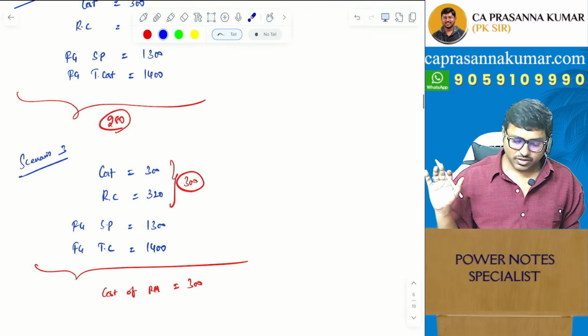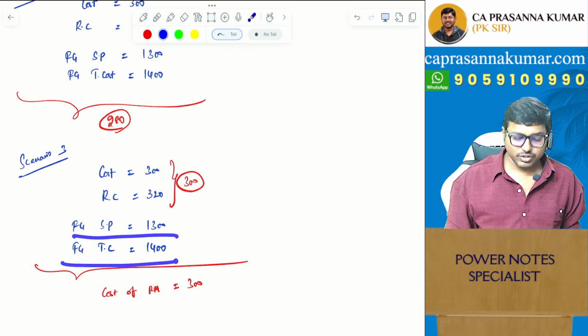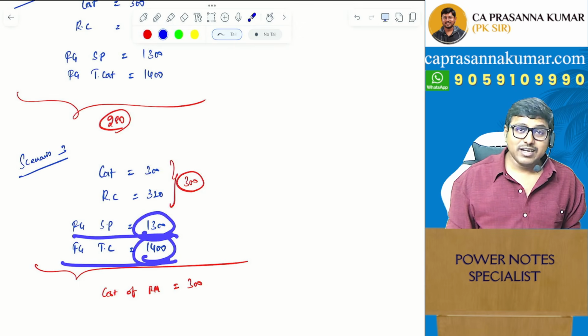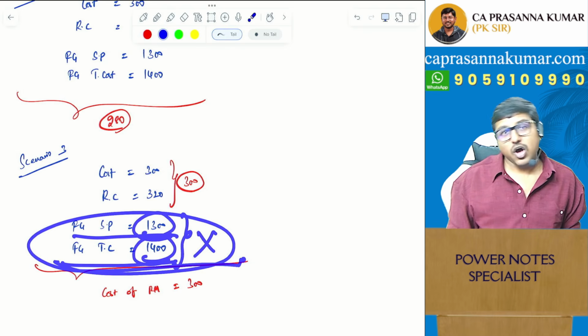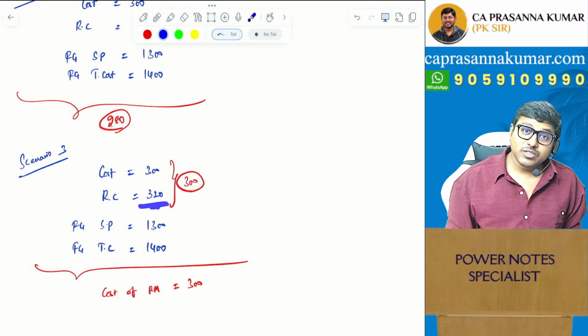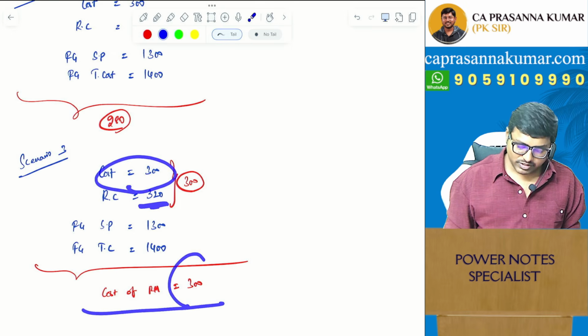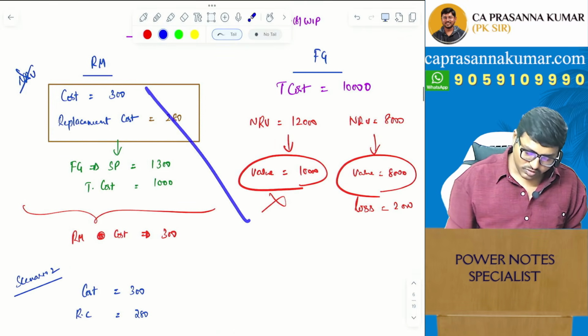But look at scenario 3. This is very interesting. Are you able to recover your cost of finished goods here? No, sir. My total cost of finished goods is 1400 and I'm able to sell it for 1300 itself. Are you able to recover the cost? No. When you're not able to recover the cost, what is the condition? Cost of the raw material or replacement cost, whichever is less. But in this case, replacement cost is more than the cost. Then the value of your raw material will be cost itself, which is 300, which means in this case also there is no write down.